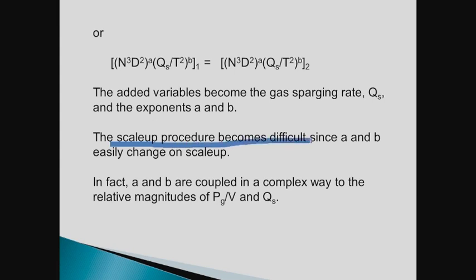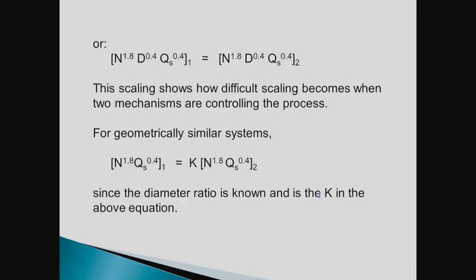Scale-up procedure becomes difficult since A and B change. A and B are complex relative magnitude. So you've got a real terrible situation. Don't believe it. Oh yeah, there are equations, and there's an equal sign, but don't use them. It's not great. So what the devil do you use?